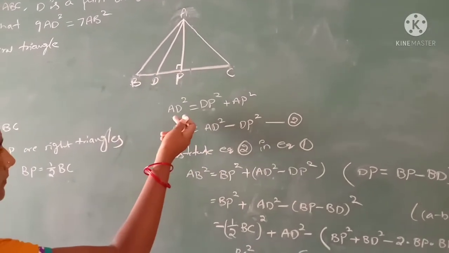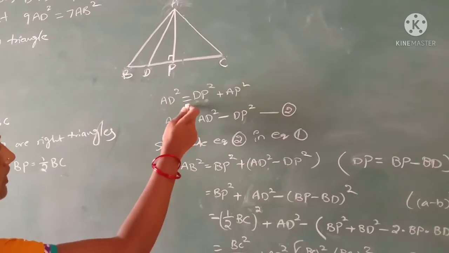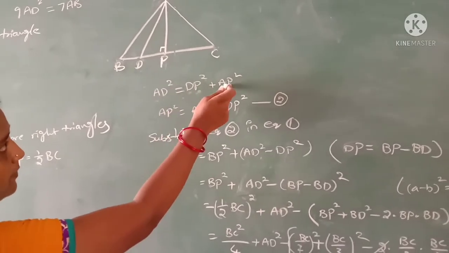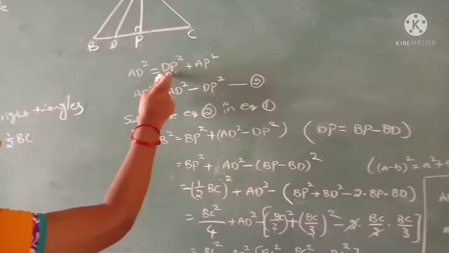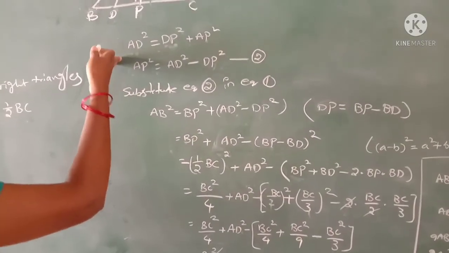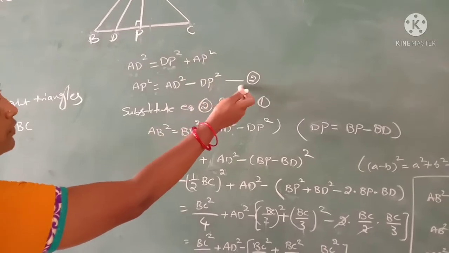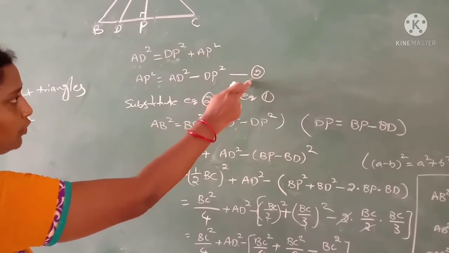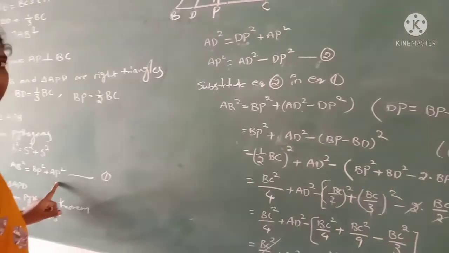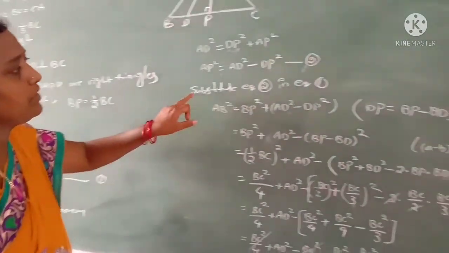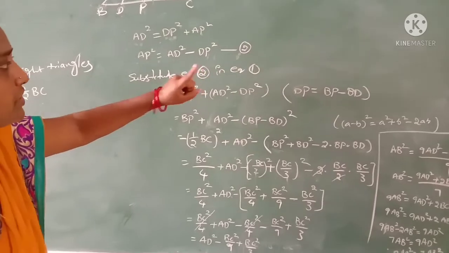So write the Pythagoras theorem. AD square equal to DP square plus AP square. So find the AP square equal to AD square minus DP whole square, moving DP to the left side. So this is equation 2. We substitute the AP value in equation 1. So substitute equation 2 in equation 1.